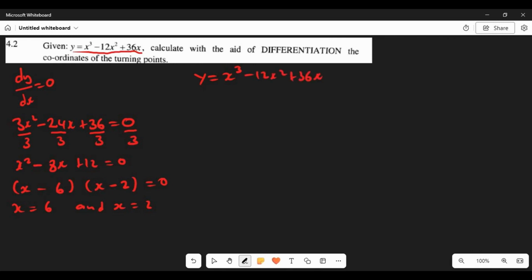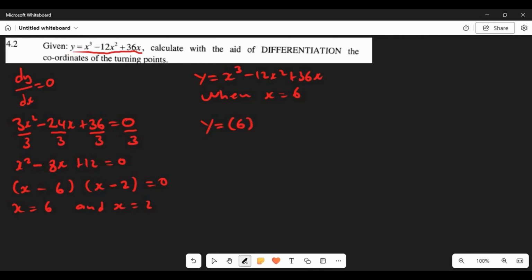So what we do here, we're going to substitute the x values. We're going to start when x is equal to 6. Wherever there is x, we substitute it into the original. So let's substitute our 6 here.